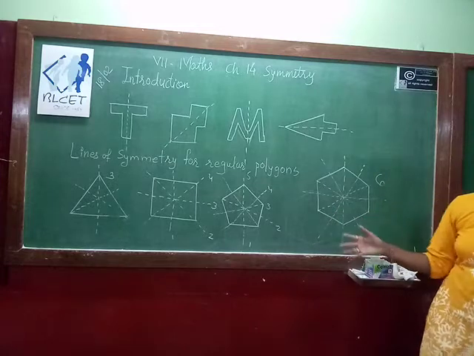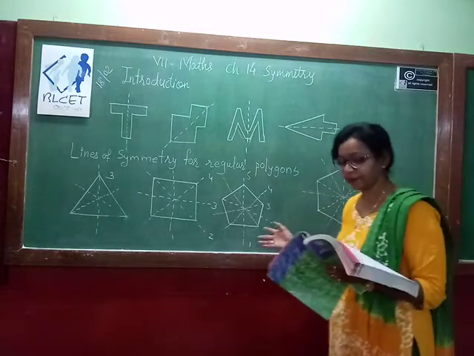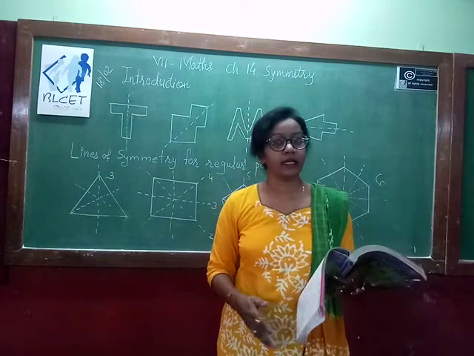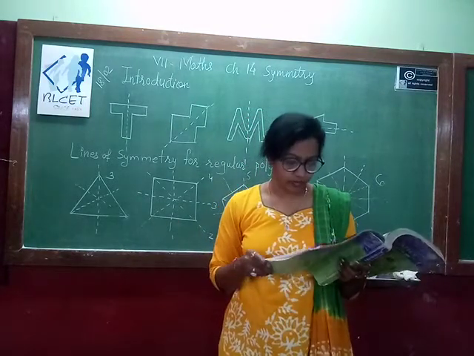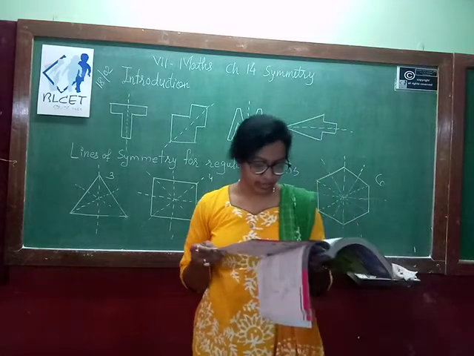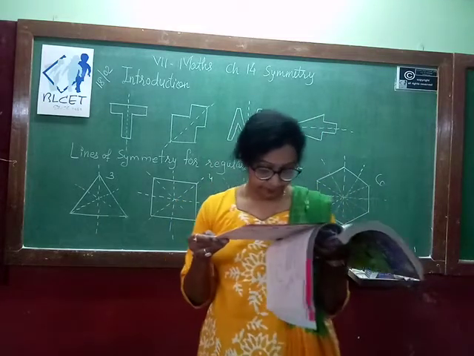If you want, you can measure with the help of a protractor. Line segments are equal as well as the angles. Inside angles are also equal, so that's why they are regular polygons. So this is already given in your textbook, you can go through it.